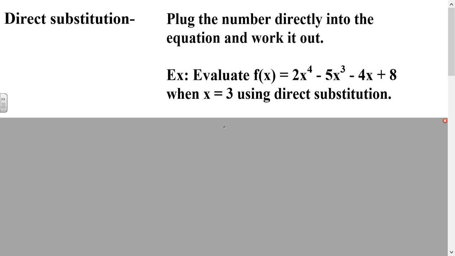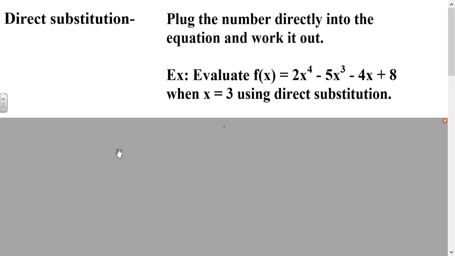Okay, we're going to talk about the different types of substitution. The one that you guys are most familiar with that you should already know how to do is direct substitution. That's when you plug in the number for x or for whatever the variable you have, and you work it out. So we're going to evaluate f of x equals 2x to the fourth minus 5x cubed minus 4x plus 8 when x equals 3 using direct substitution. So we're just plugging in 3 for x and working it out.